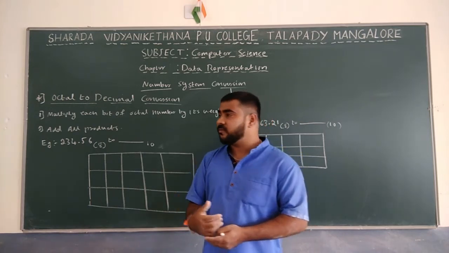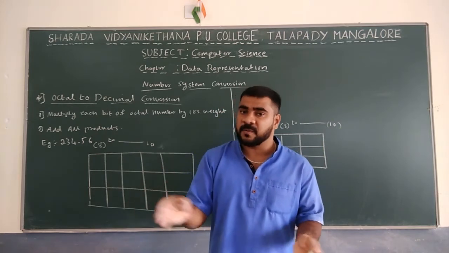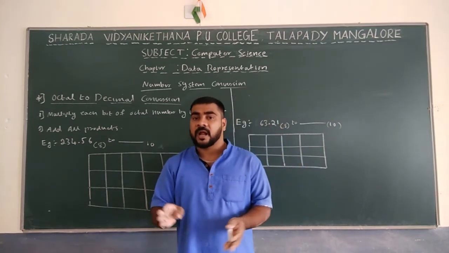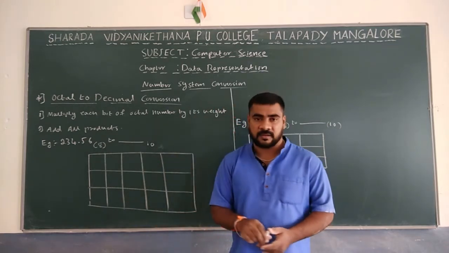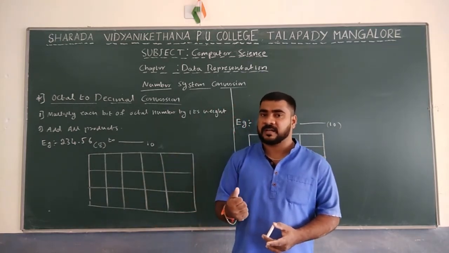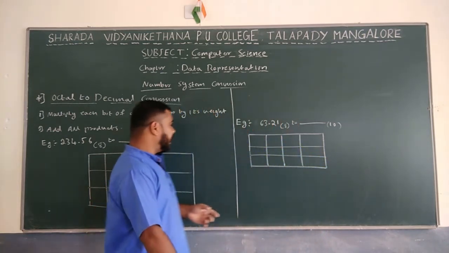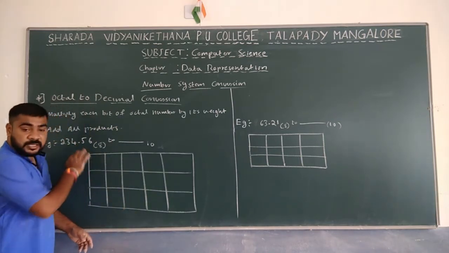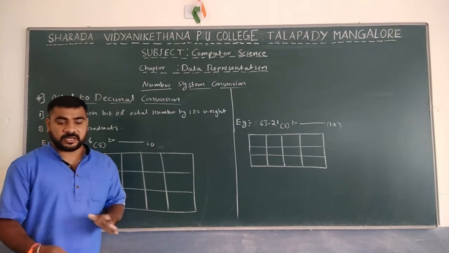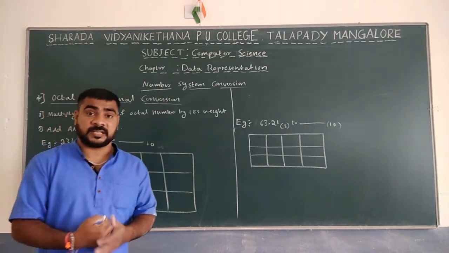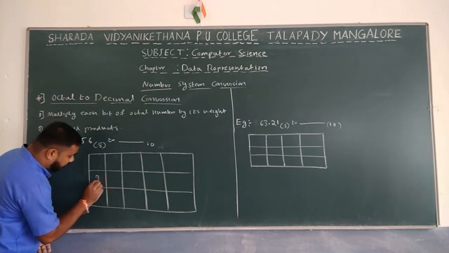Then based on the positional weight we multiply, and you will get the product terms. Then all the product terms are added, and you will get the final value. That will be the decimal equivalent of the octal number. So here is one example. We will move to the example: 234.56. 234.56 is the number, and you have to write the digits here.